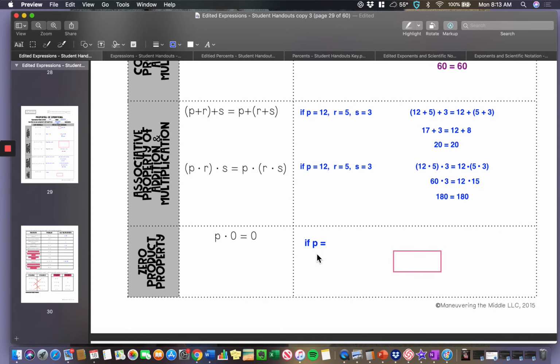So for this one, you're going to need to assign a number to the variable, say p equals 5, and you'll have 5 times 0 equals 0. Or for example, if I assigned 3 to the variable p, it's going to be 3 times 0 will equal 0.